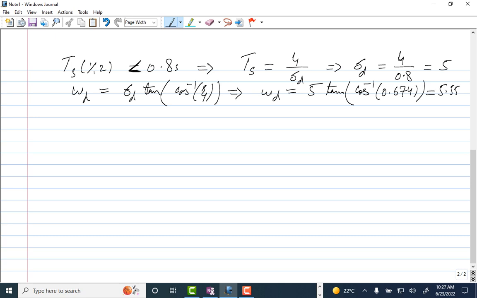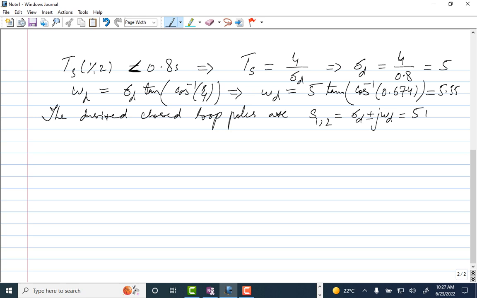So this means that the desired closed loop poles are S1, S2 equal to sigma d plus minus j omega d. That becomes minus 5 plus minus j 5.55.